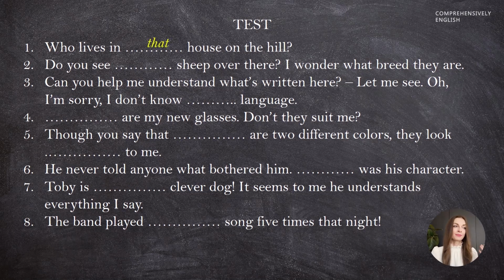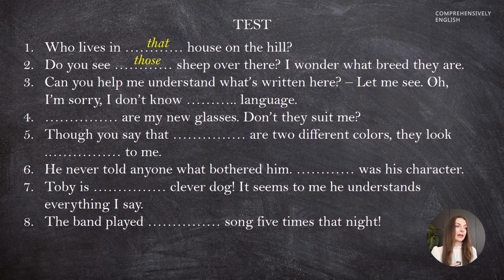Who lives in that house on the hill? On the hill, obviously we are speaking about something which is at a distance, somewhere there. That's why we say that house. Do you see those sheep over there? I wonder what breed they are. Why do we choose those? Because again, over there, somewhere on that hill, right?